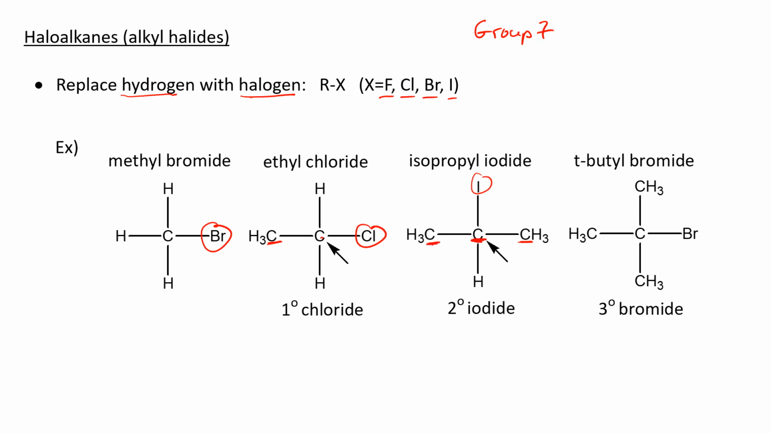It's secondary. So ask yourself, how many carbons are attached to it? Look for the carbon with the halogen and ask yourself how many carbons are attached to it. Let's look at tert-butyl bromide. Find the carbon with the halogen and ask yourself how many carbons are attached to it. 1, 2, 3. So it's a tertiary bromide.